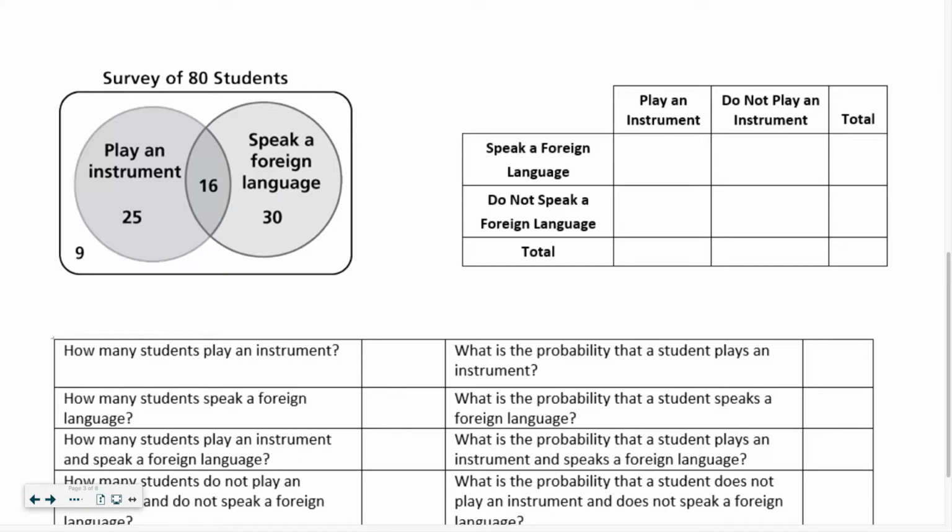Can you guys as a group work together to take the information from the Venn diagram, the numbers, because we're doing math, and place them into a two-way table where category 1 is whether or not I play an instrument, that's the title for my columns, and category 2 is whether or not I speak a foreign language, that's my rows. See if you can take the information from the Venn diagram, put it in the table, and then use it to answer the questions in the boxes.